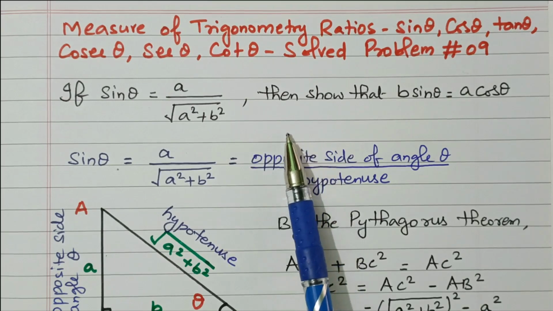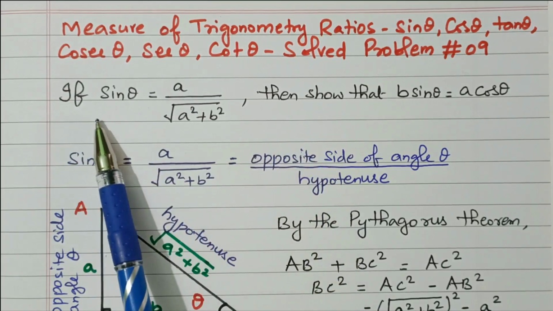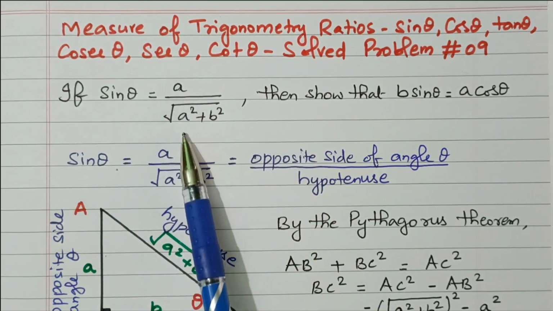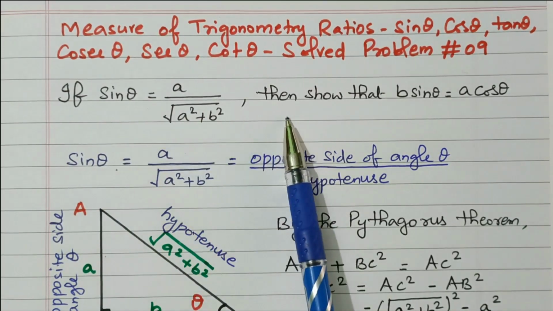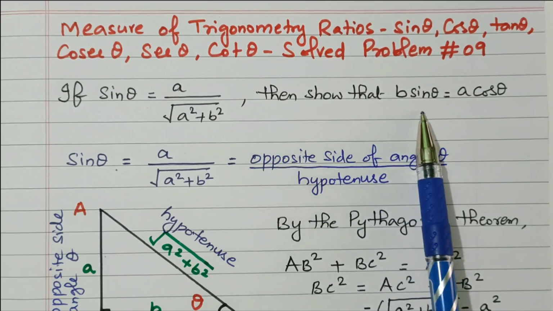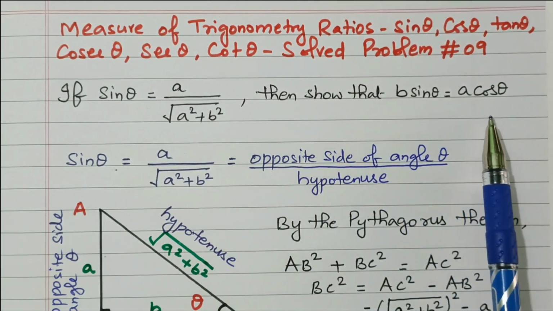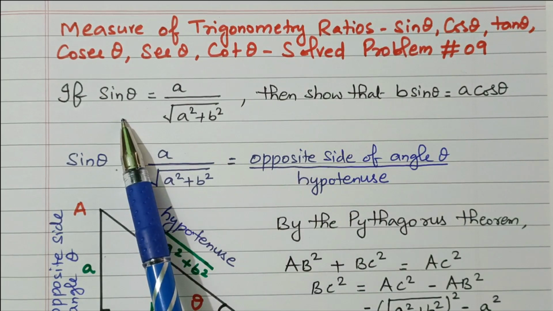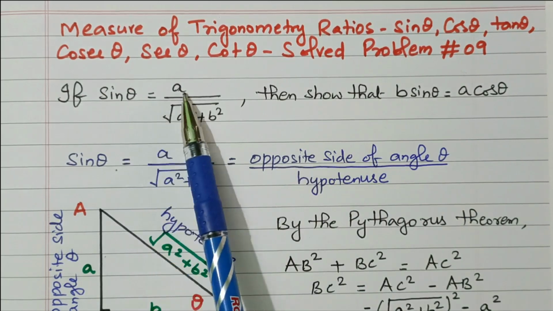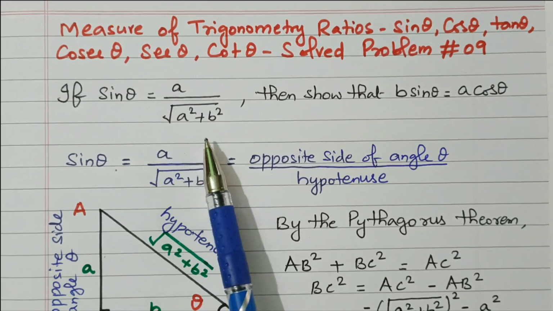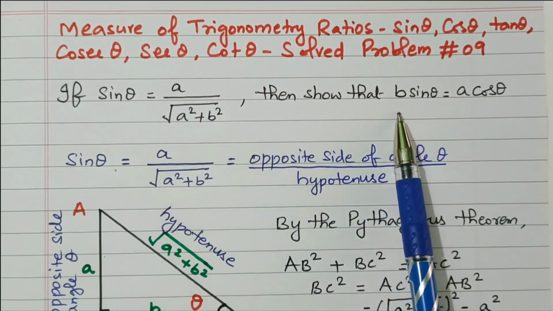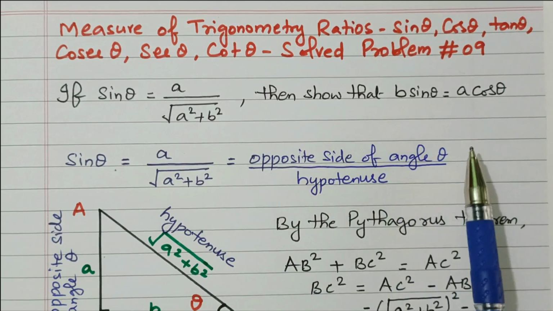Now we'll go to the problem. The given problem is: if sin theta equals a divided by square root of a square plus b square, then show that b sin theta equals a cos theta. So the sin theta expression is given, and by using that we have to show that b sin theta equals a cos theta.